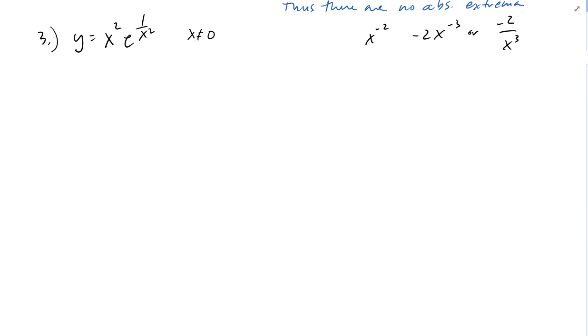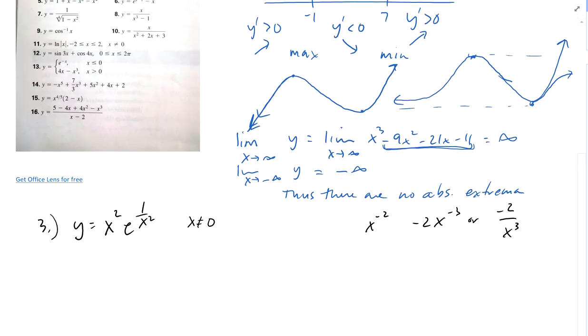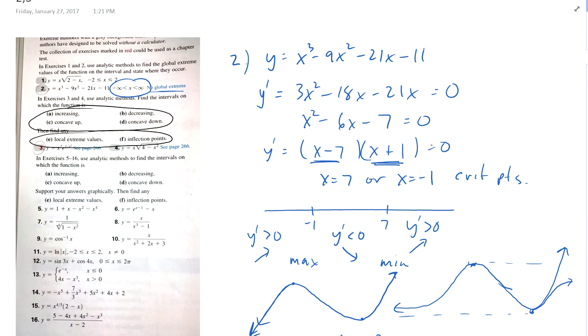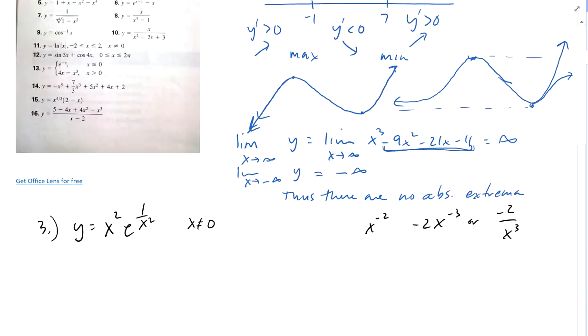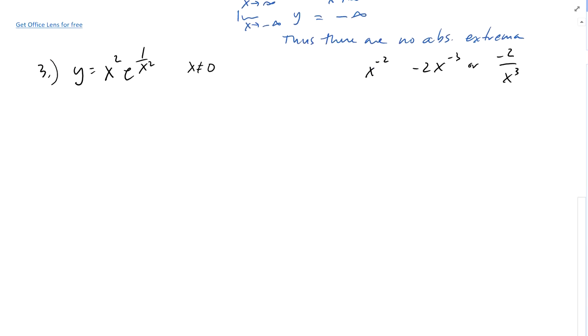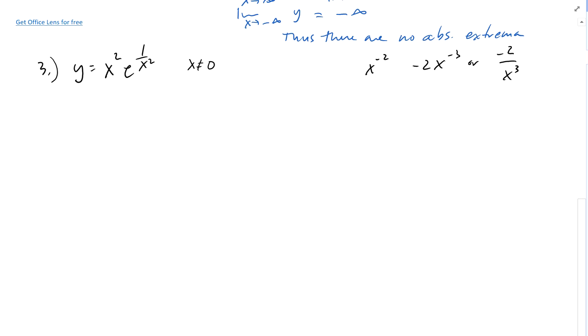All right, we got number 3 here. The goal, I probably marked on here already, is to find where it's increasing, decreasing, concave up, concave down, local extrema, inflection points. There's a problem written right through it for this function. Oh boy, I know, try to contain yourselves.